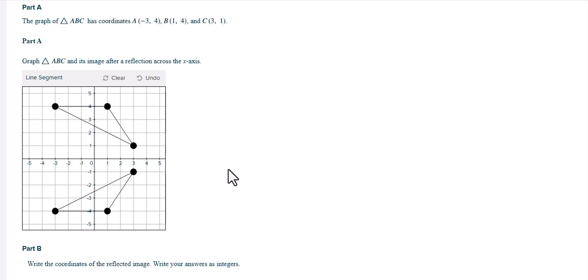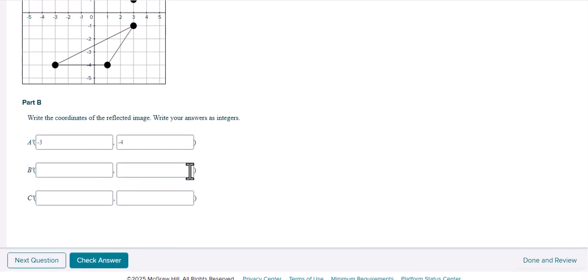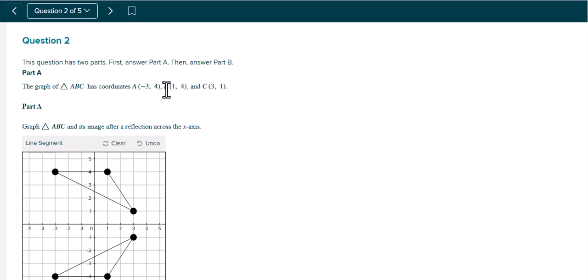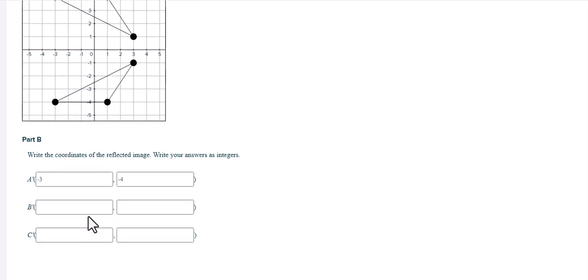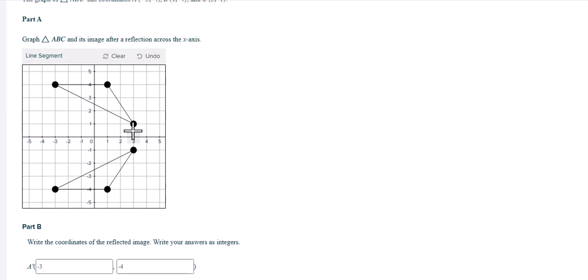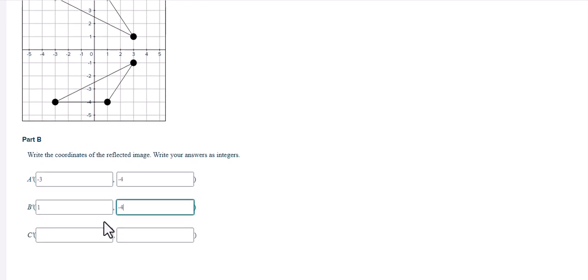And I should not forget to write these coordinates here. So let's see. Don't lose track of which letter was which. B was (1, 4). So now B prime is (1, -4). So I'll type that in. And finally, C was (3, 1). Now C prime is (3, -1). So I'll go ahead and type that in.